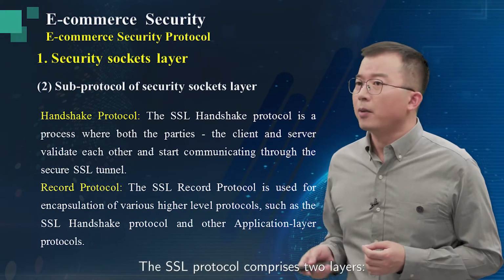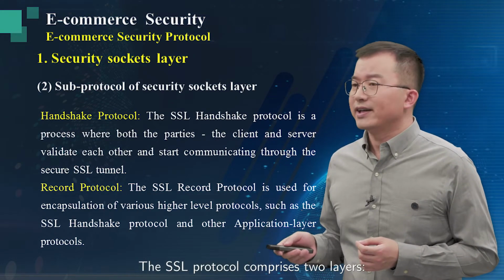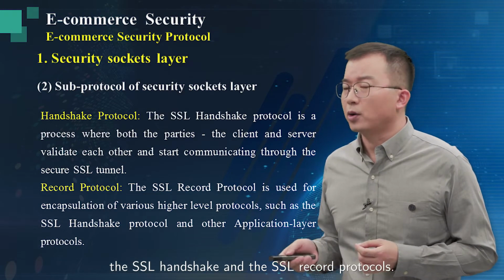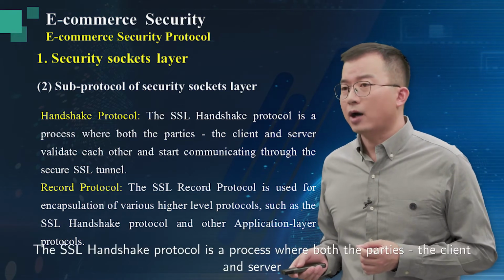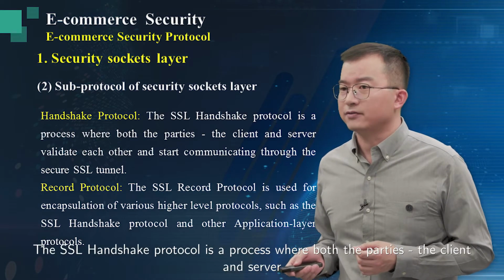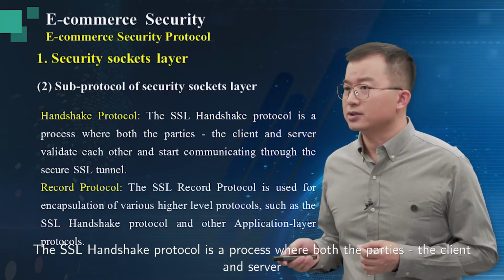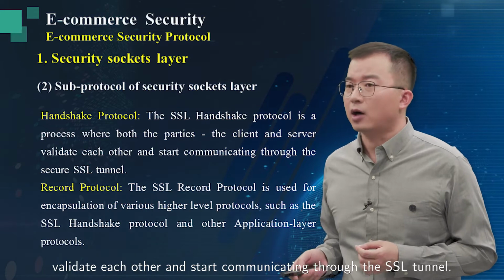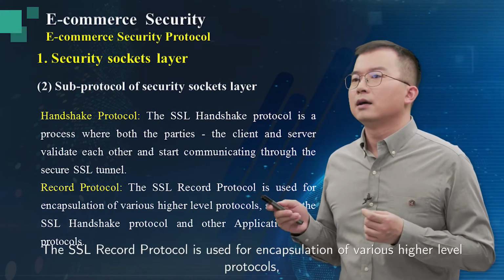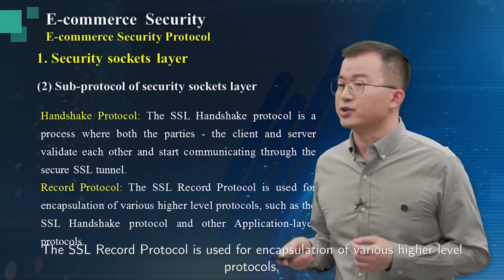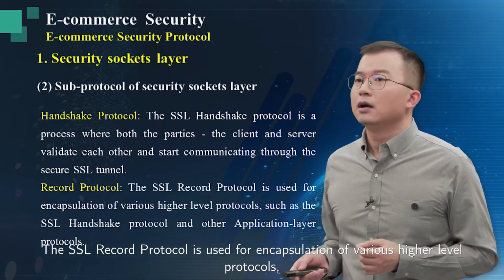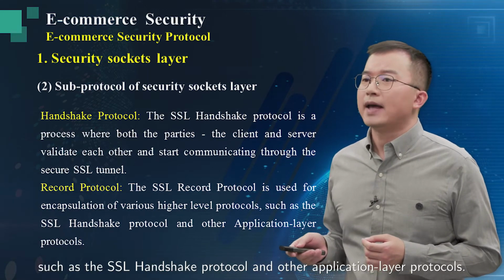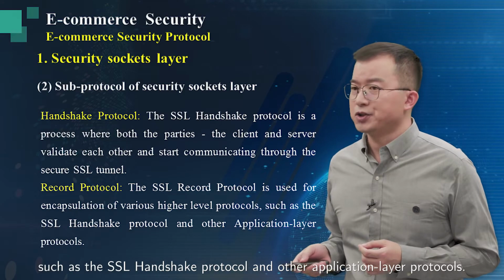The SSL protocol comprises two layers: the SSL handshake and the SSL record protocols. The SSL handshake protocol is a process where both parties, the client and the server, validate each other and start communicating through the SSL tunnel. The SSL record protocol is used for encapsulation of various higher-level protocols, such as the SSL handshake protocol and other application layer protocols.